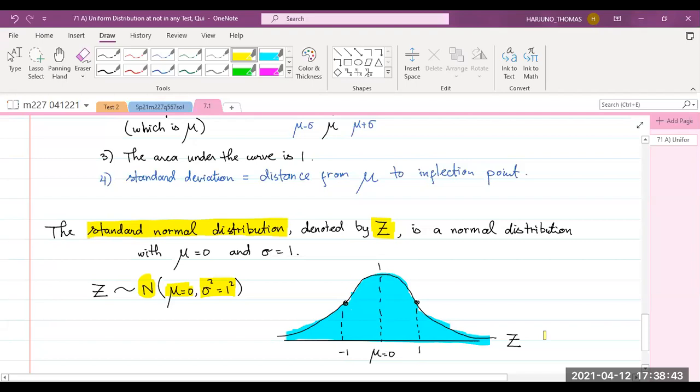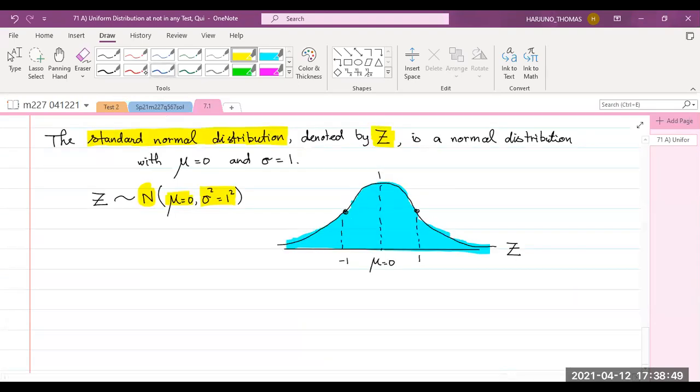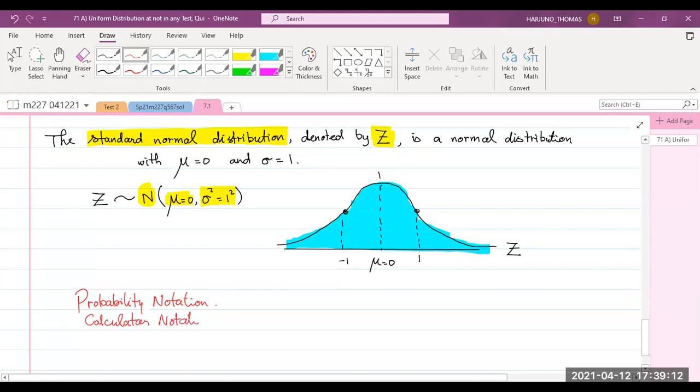After the break, we will start working on standard normal distribution. We will talk about the probability notation, and the calculator notation, and how to punch that, how to use the calculator. That's what we will do after the break.